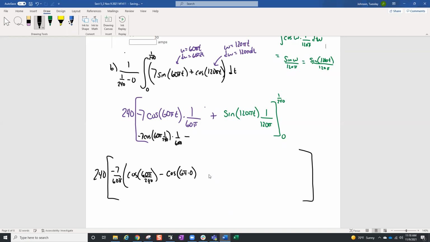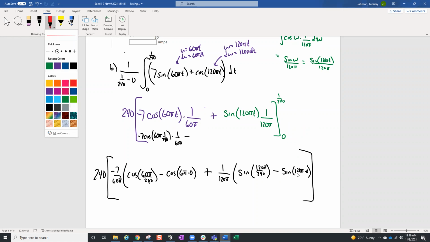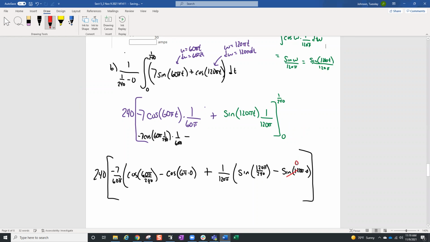times 0. To that, I'm going to add 1 over 120 pi times the sine of 120 pi over 240 minus the sine of 120 pi times 0. Exhausting. All right. 0 times whatever, that's 0. Sine of 0, that's 0. Fantastic. 120 pi over 240, this is pi over 2. Sine of pi over 2, okay. 0 times 6 pi is 0. Cosine of 0 is 1. 60 over 240, this is going to be pi over 4.